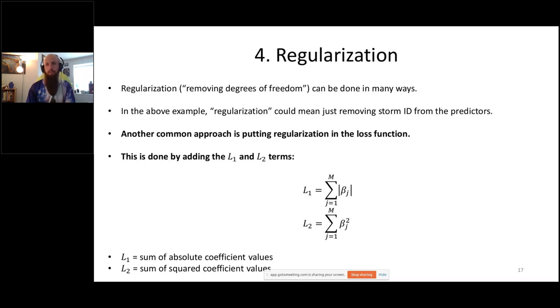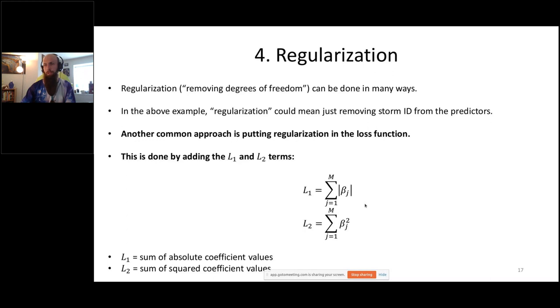But another common approach, and this is what you'll see in the notebook at the end of today, and what I'm going to talk about for the rest of this section, is putting regularization inside the loss function. This can be done by adding the L1 and L2 terms, or L1 and L2 penalties, sometimes people call them, and those are defined in these equations here. The L1 penalty is, again, capital M is the number of predictor variables, and j is just a subscript for the jth predictor variable. So the L1 penalty is the sum of absolute values of all the coefficients, and the L2 penalty is the sum of squares of all the coefficients.